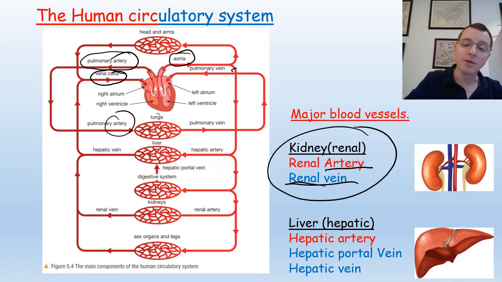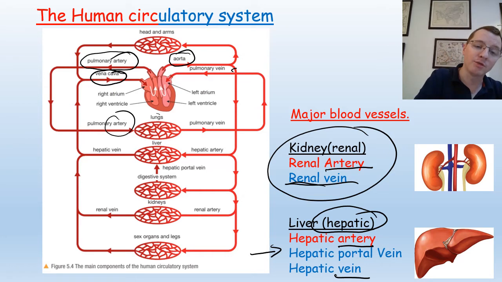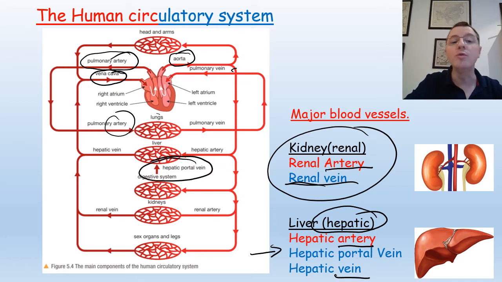Similarly, the liver is described as hepatic in Latin, so we look at the hepatic artery carrying the blood away from the heart and to the liver, and the hepatic vein carrying the blood away from the liver and into the heart. But the liver is unusual in that it has a second vein known as the hepatic portal vein, and the hepatic portal vein leads from the digestive system to the liver, and that allows the liver to process any of the chemicals and nutrients that you have absorbed through digestion. So it could break down alcohol that you have drunk, for example, or it could store extra glucose if you've had a very sugary meal.